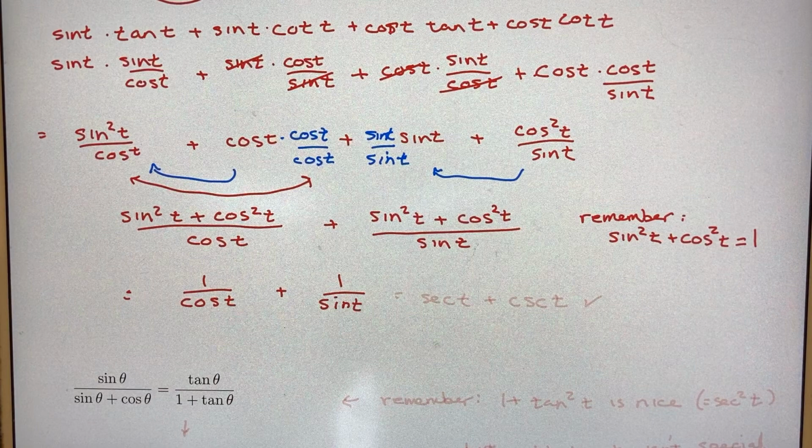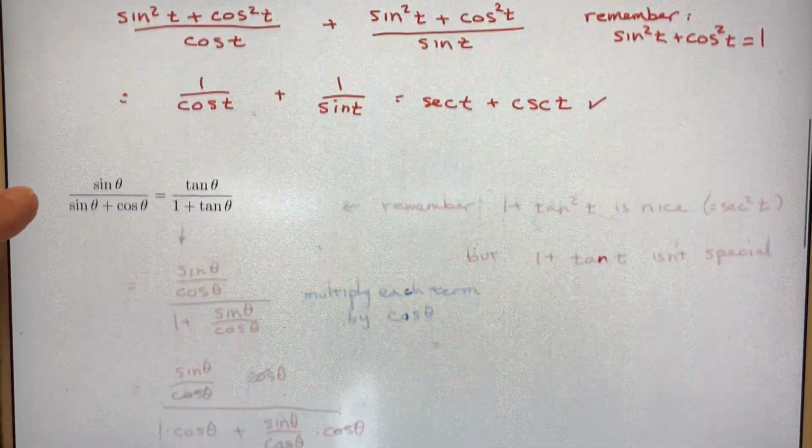What were we looking for at the very beginning? Oh, look, that equals secant plus cosecant, which is what we were trying to do. Yay. Okay, let's take a look at this next one.